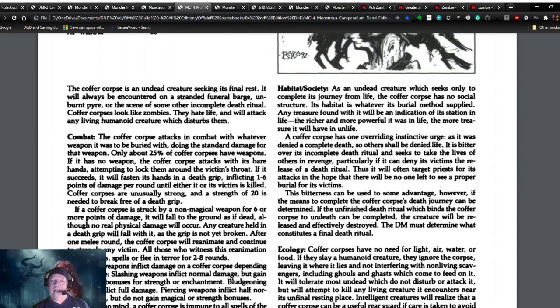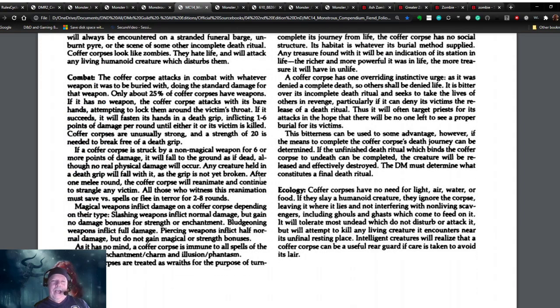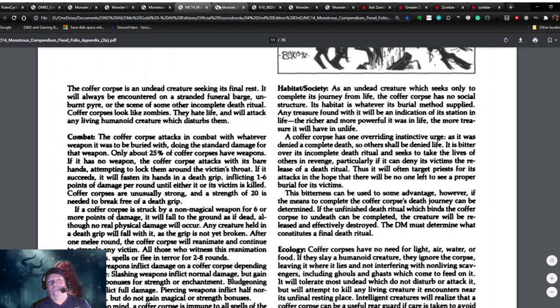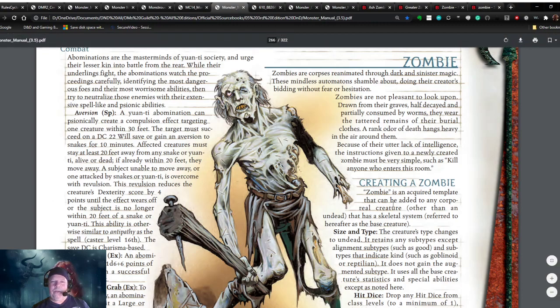As it says about their habitat, as an undead creature which seeks only to complete its journey from life, the Coffer Corpse has no social structure, has one overriding instinctive urge: as it was denied a complete death, so others shall be denied complete life. Wow. So it's a vengeful little cuss, is what it is. And then they just kind of attack like normal zombies. So, interesting twist on the zombie. Interesting idea of maybe how you would place a zombie in a campaign and what you could do with it.